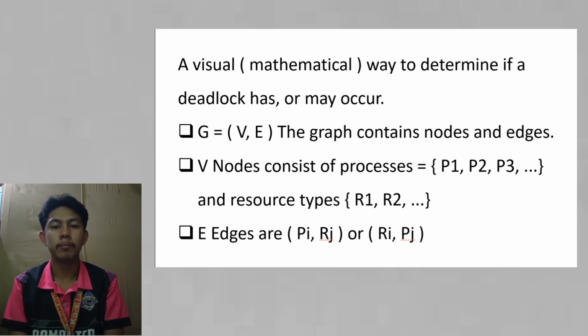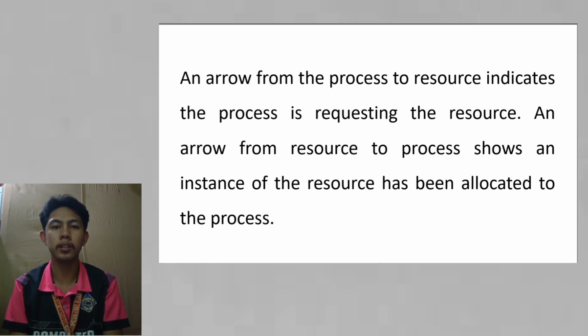G equals (V, E). The graph contains nodes and edges. V nodes consist of processes, equal to P1, P2, P3, and resource types R1, R2. E edges are Pi to Rj, or Ri to Pj. An arrow from the process to a resource indicates the process is requesting the resource. An arrow from a resource to a process shows an instance of the resource has been allocated to the process. A sample of the resource allocation graph. Consider a system with two processes, P1 and P2, and two resources, R1 and R2.